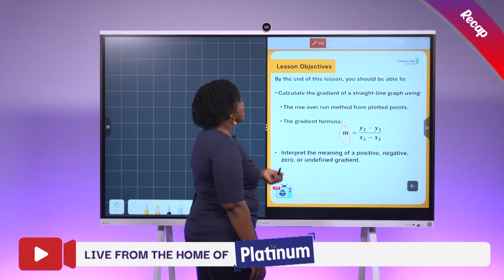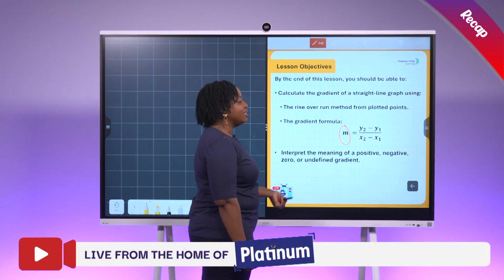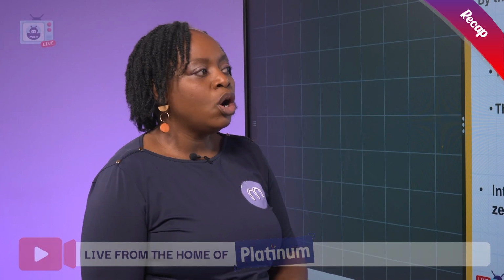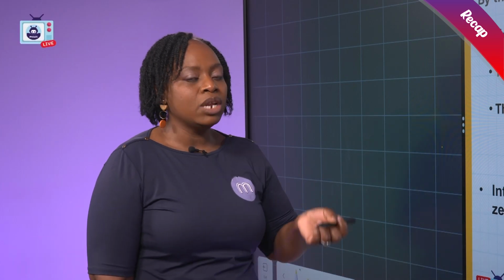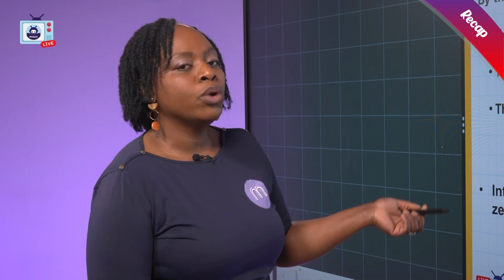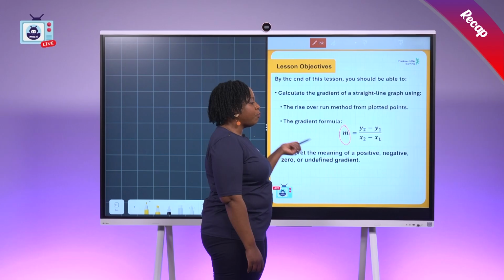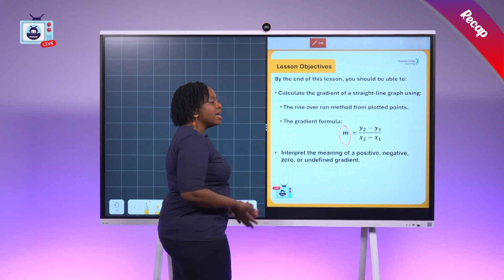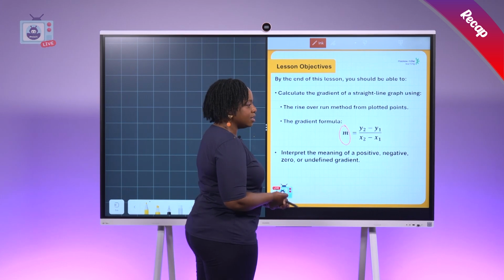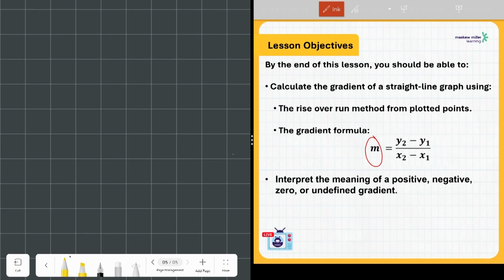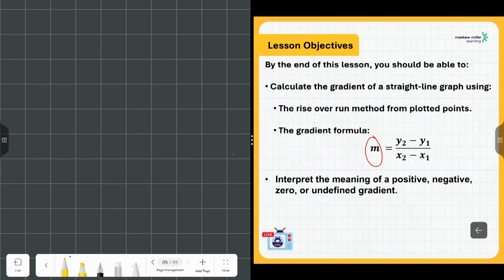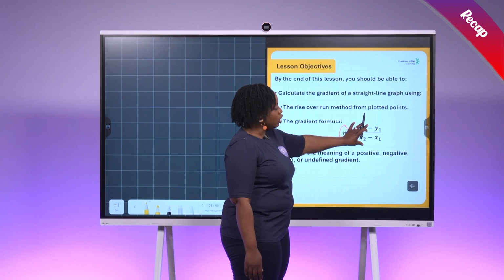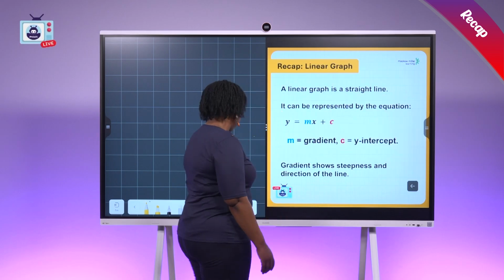At the end of this lesson, you would know how to calculate the gradient of a straight line, or when you are given 2 points that you need to calculate the gradient from. And if we have time, we are also going to look at the positive gradient, negative gradient, undefined, and also zero gradients that we have. So we're going to do all this today. If not, we're going to do it in the other lesson. There's a formula as well that I'm going to take you through in the lesson.